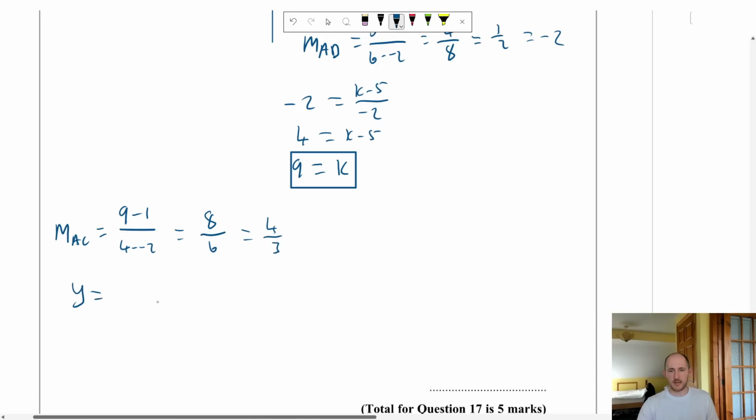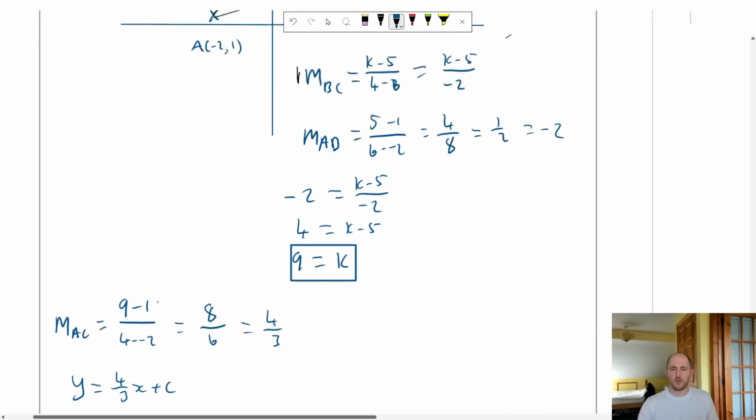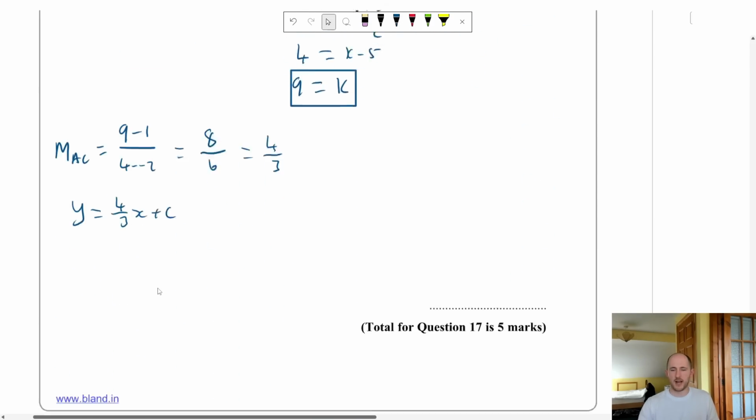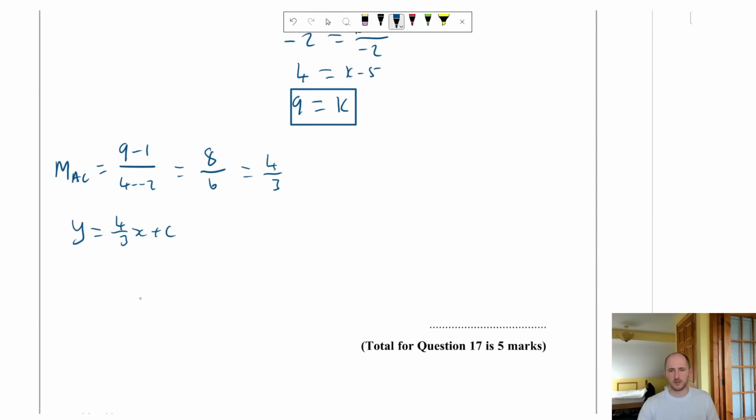Subbing it into y equals mx plus c, we get y equals 4 over 3 x plus c. We can use a coordinate. I'm going to use the C coordinate, so C is (4, 9). So I'm going to sub in x equals 4 and y equals 9. I said x equals 4, good.